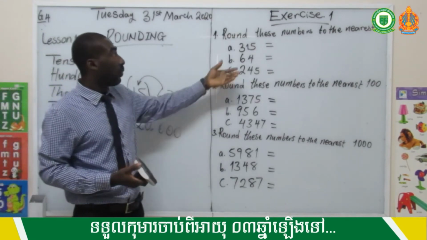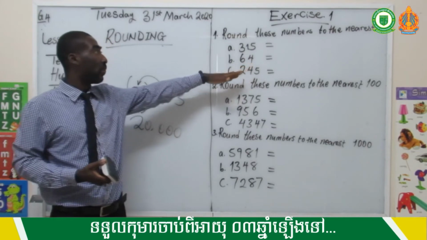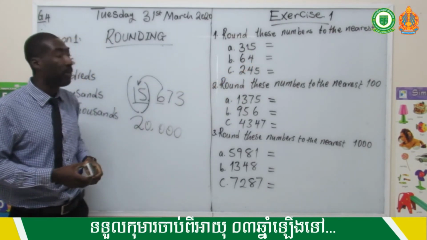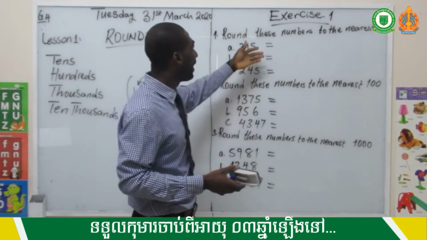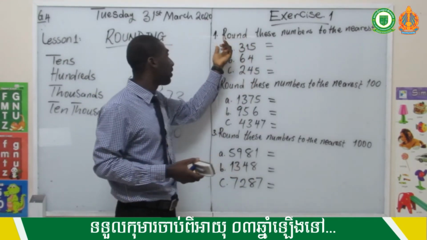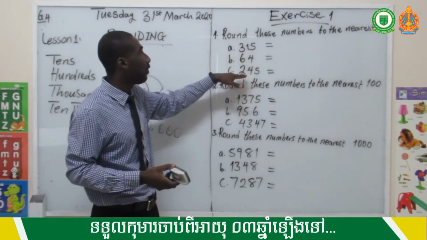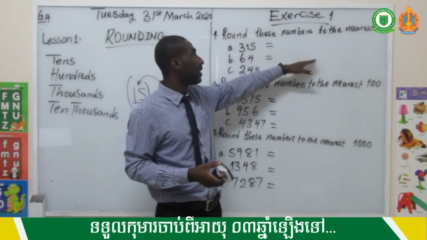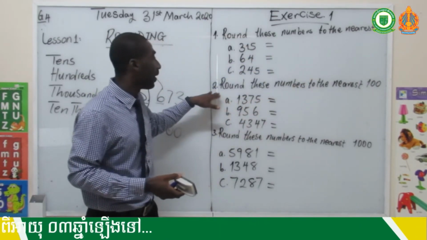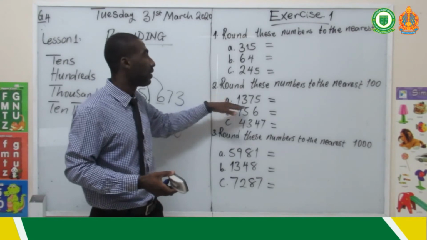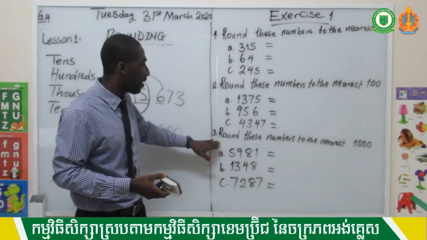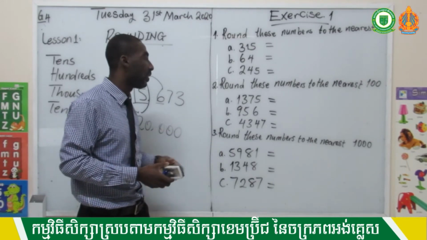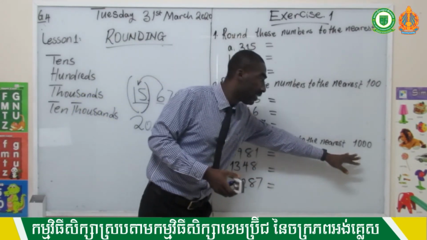Okay, so we have some exercises that we have to go through, and that will help us to understand our lessons very well. In this exercise, first you are supposed to round these numbers to the nearest 10. The next one, you are supposed to round off your numbers to the nearest 100, and then the third one, you have to round off your numbers to the nearest 1,000.